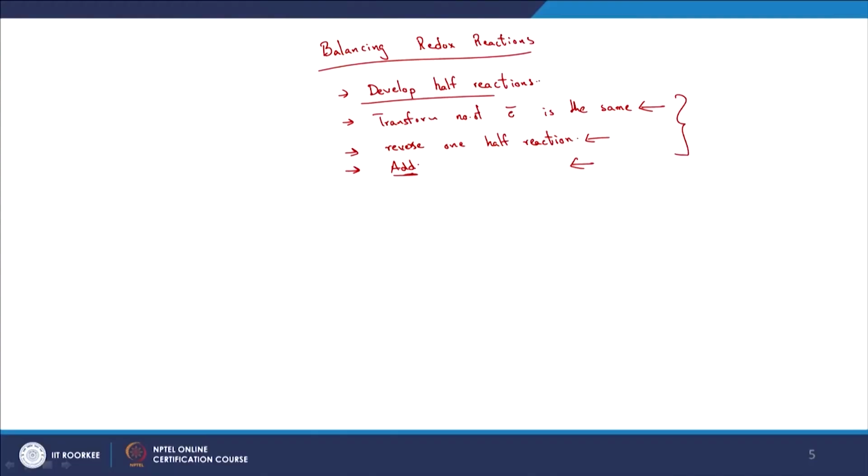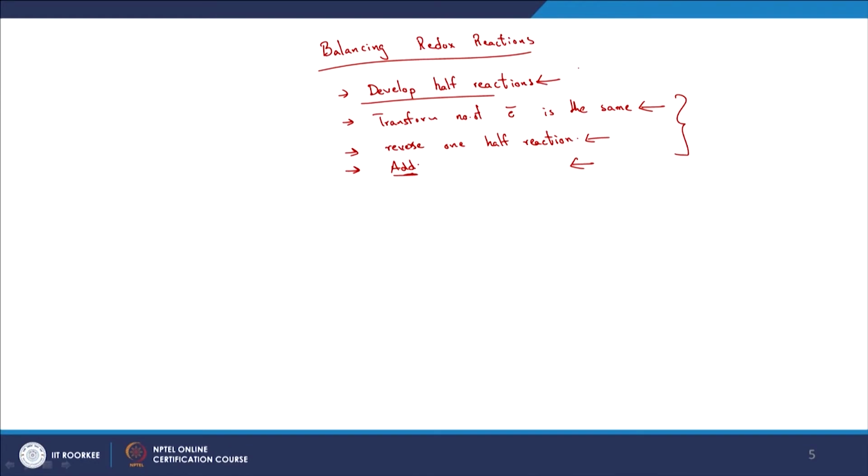So you need to see to it that the total number of electrons either accepted or gained in each of these half reactions is the same, because when you reverse and add the half reactions, the overall reaction should not have any electrons present. Again, this is relatively simple, but we need to look at developing the half reactions.